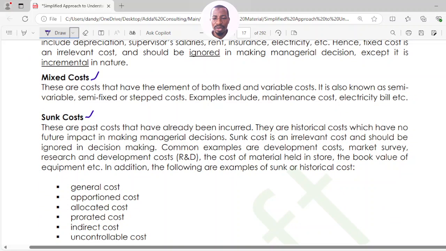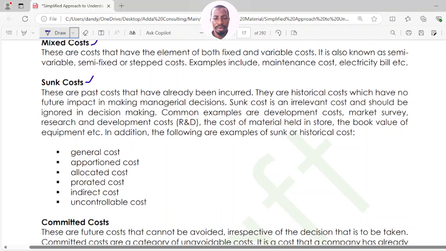In a question, the examiner can give to you general costs, apportioned costs, allocated costs, prorated costs. All these costs are examples of sunk cost. So when you see them in a question, please ignore.